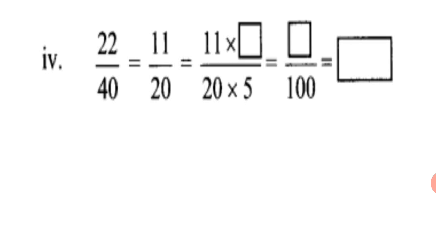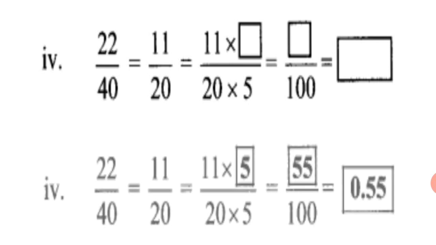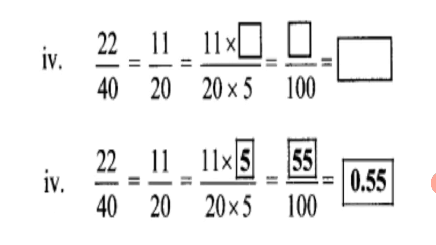Now 11 into which number gives us one? We don't know. But 20 into 5 is shown. So 11 also multiply by 5 and we will get the required answer. 11 into 5, 55. 20 into 5, 100. 55 upon 100 is equal to, count 2 places and put a decimal point, 0.55. There was no number left before the decimal point, so we write a 0 in the integers place.